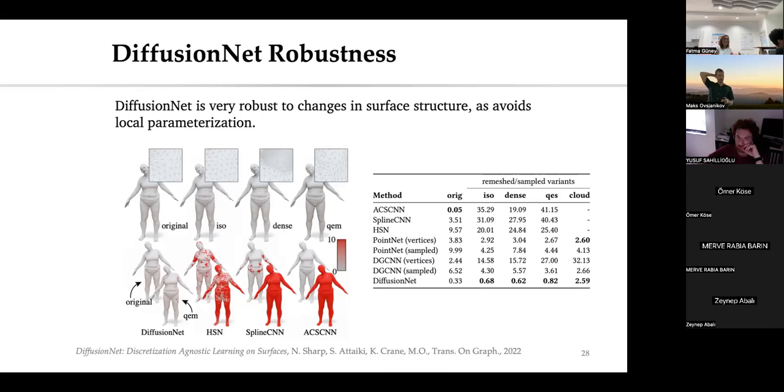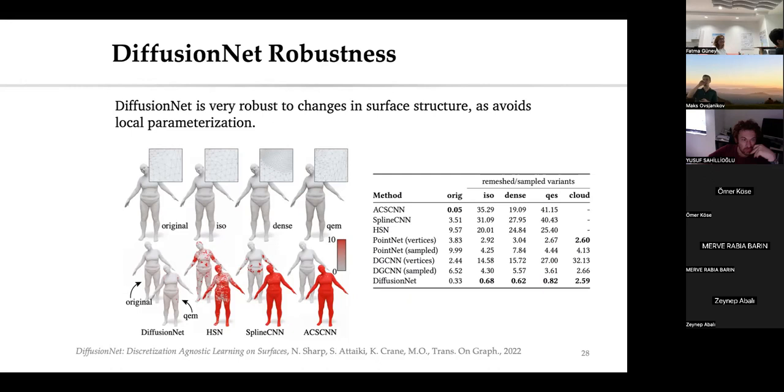The reason is that, intuitively, well, let me first say that it is not completely foolproof, so it does change. The error goes from 0.3 to 0.6, but that's better than 0.05 to 35. So it does increase, it's not completely insensitive. It's just much, much more robust.